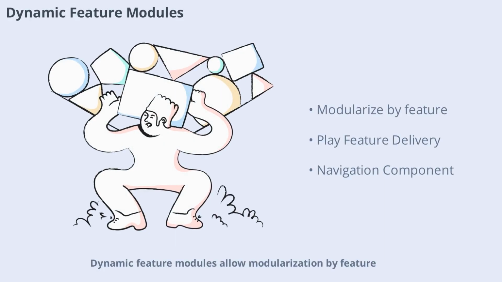Dynamic feature modules allow modularization by feature, using Play Feature Delivery and Navigation component. This approach reduces APK size and enables on-demand loading, improving app flexibility and performance.